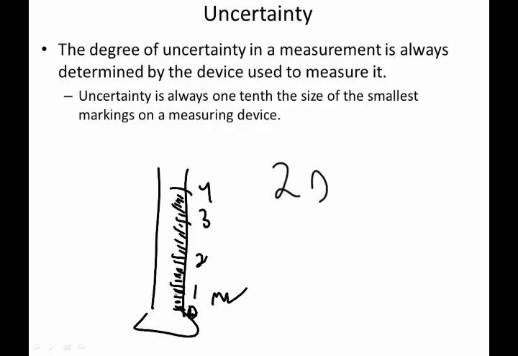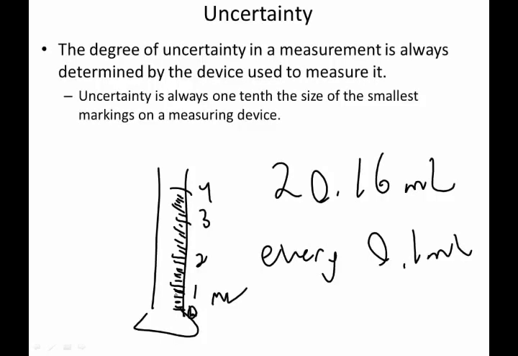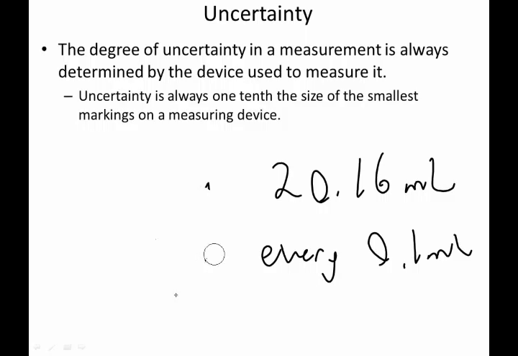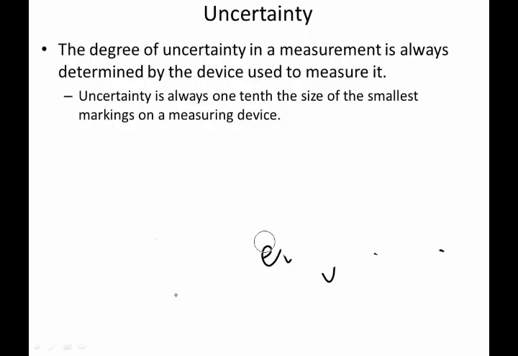So that previous number used 20.16 milliliters. You now know that the device used to measure this had markings every, how often? Every 0.1 milliliters. That is the device that was used. And there we go. So that tells you what you need to know. There's a lot of information communicated in where we round the number off.